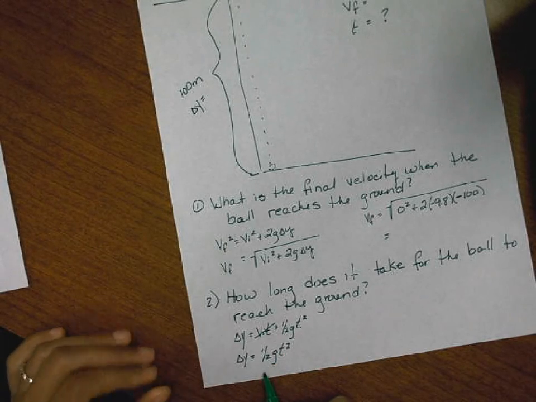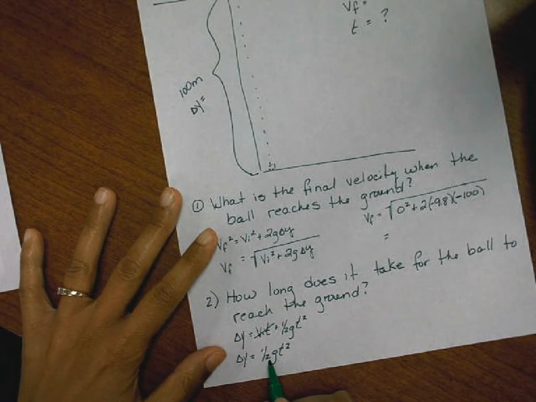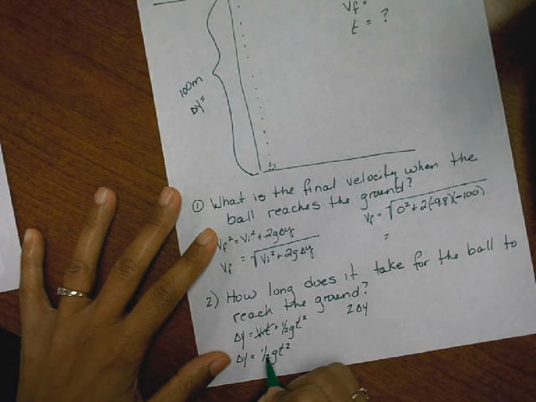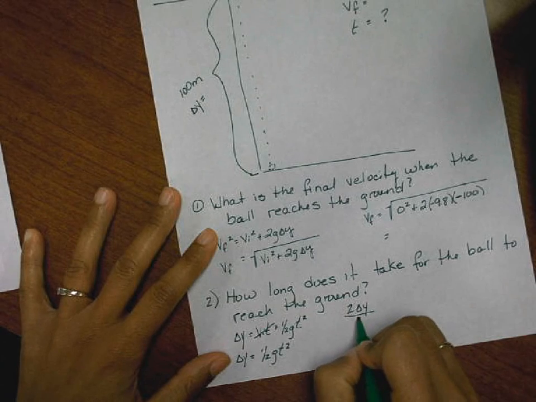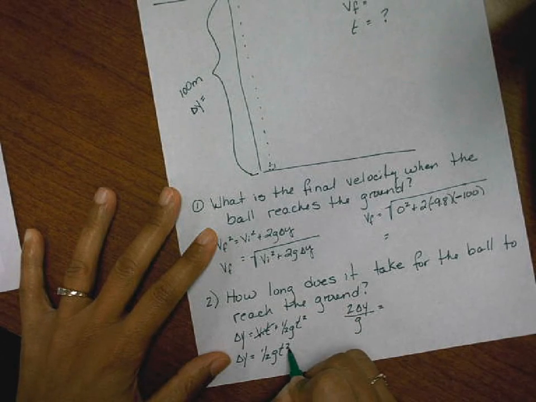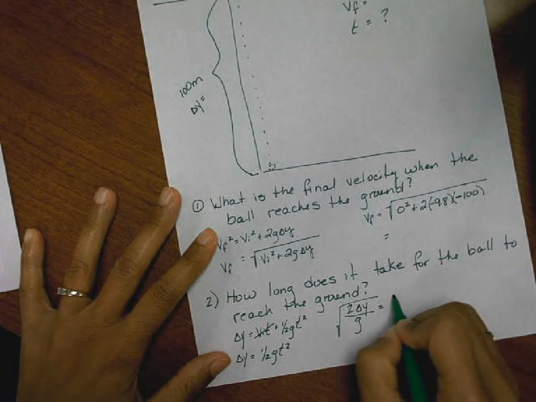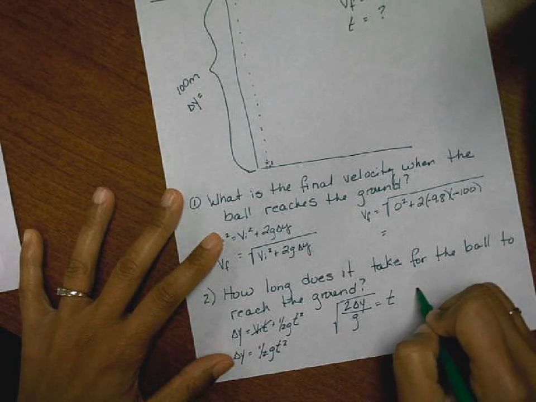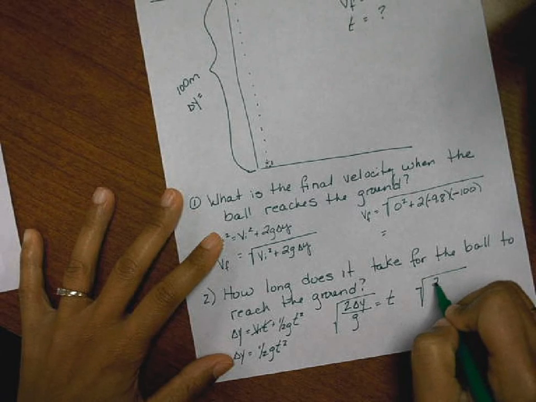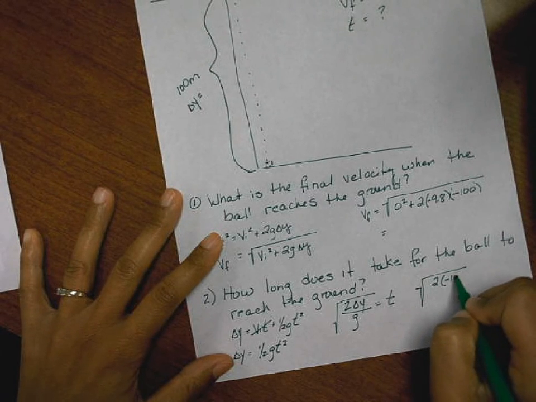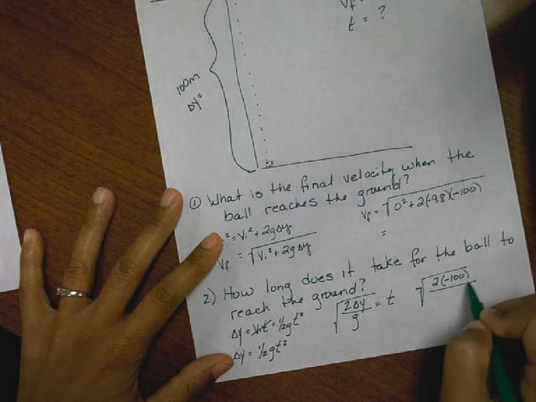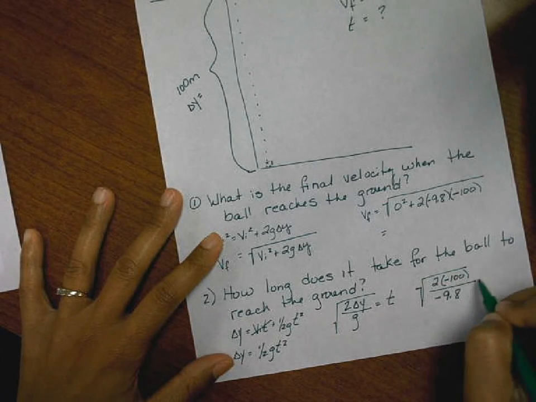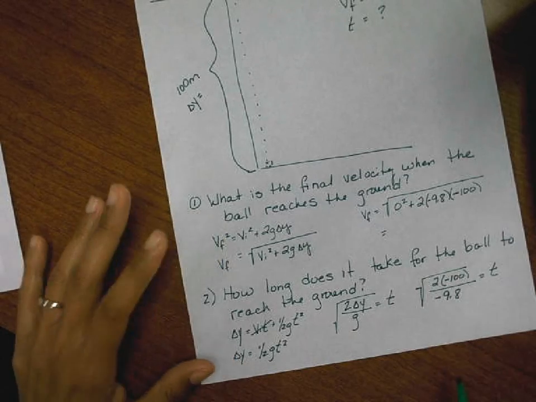I'm going to rearrange this for T by multiplying both sides by 2 delta Y, and then I'm going to divide by G, and then I'm going to square root everything, and that is T. And then I plug in my numbers. It becomes the square root of 2 times negative 100. Again, I'm putting in the direction, divided by negative 9.8, and that gives me the time.